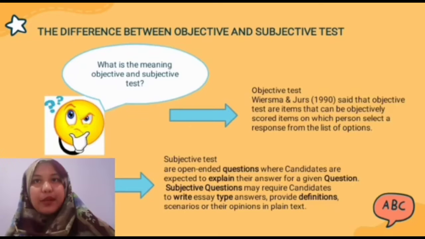The difference between objective and subjective tests. What is the meaning of objective and subjective tests? Objective tests. Vyasna and Jurs, 1990, said that objective tests are items that can be objectively scored, items on which a person selects a response from a list of options.